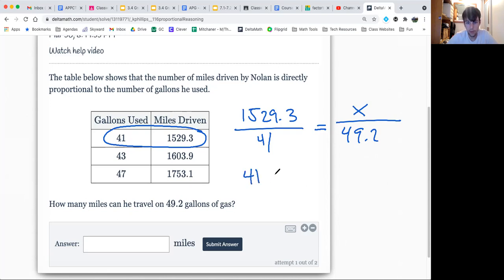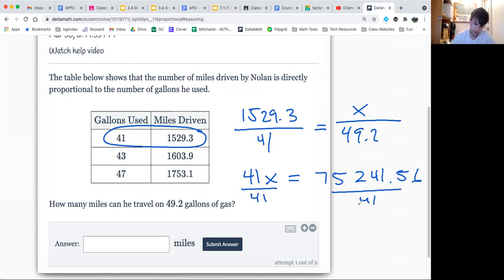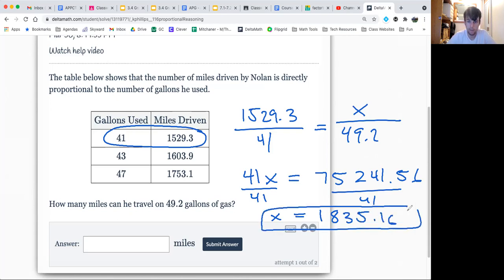Cross multiply: 41x equals 1529.3 times 49.2. So that's 75,241.56. And then I just divide by 41. That gives 1,835.16 miles. So that's the number of miles that we would be able to drive there. 1,835.16.